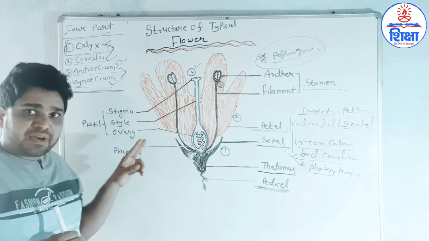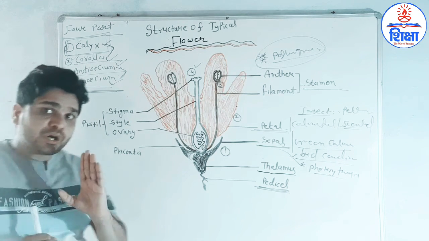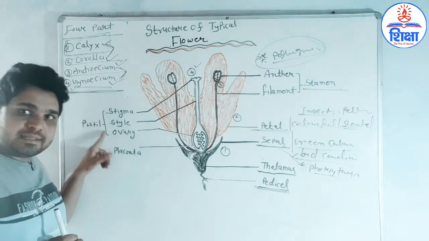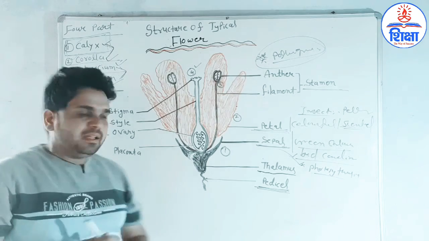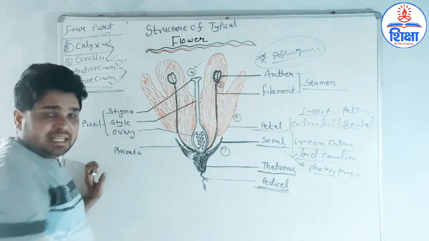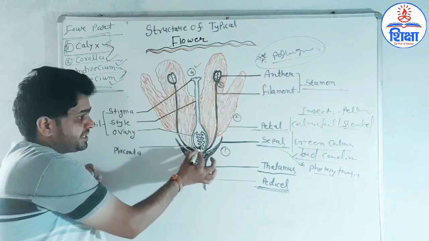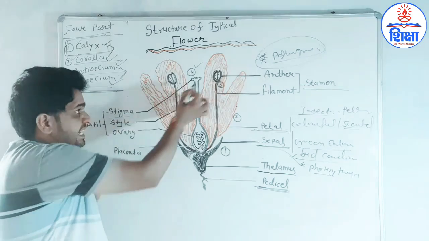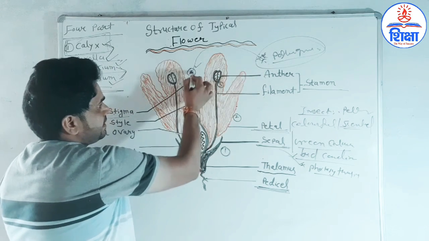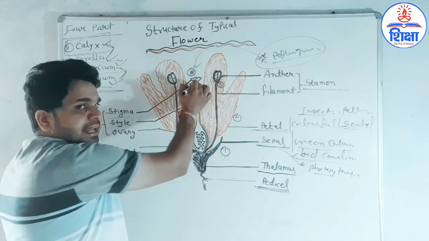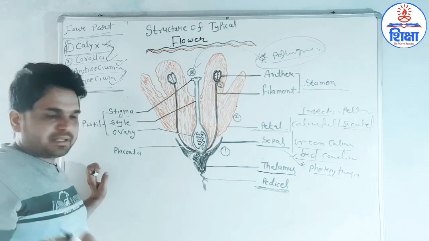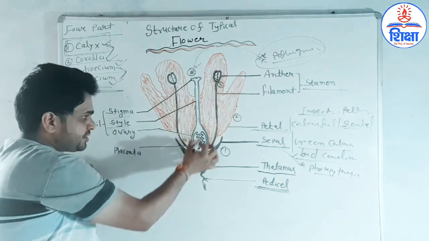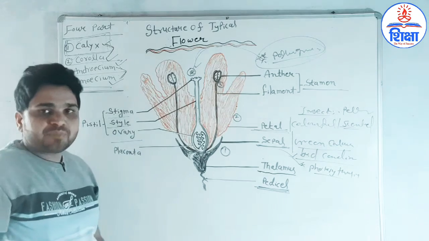So the unit of gynoecium is called pistil or carpel. The carpel is made up of three parts: stigma, style, and ovary. Number one, stigma. The terminal part of the pistil is called stigma. It receives pollen grains during the process of pollination. The middle part is called style, and the last swollen part is called ovary.